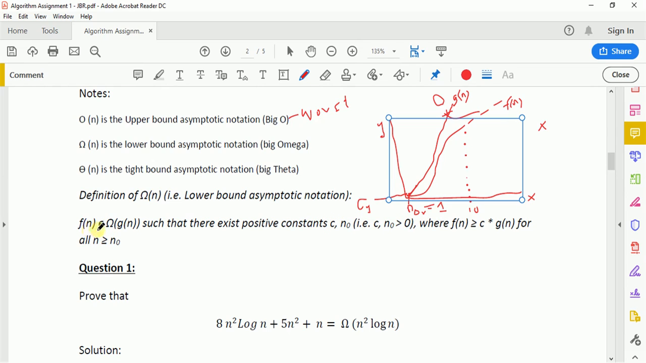f of n is in the order big omega g of n, like we explained, such that there exist positive constants c and n0 where f of n is greater than c times g of n for all n greater than or equal to n0. So from here and above, this graph will never come in contact with this again. But from n0 beneath, it's not applicable.